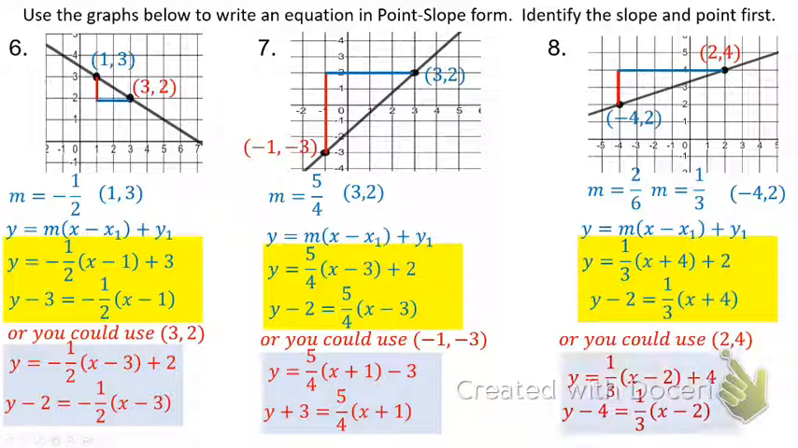Now it doesn't matter which point you use. It doesn't matter whether you use the -4, 2 or the 2, 4, because they're both going to give you equivalent equations. Either one of these is correct.